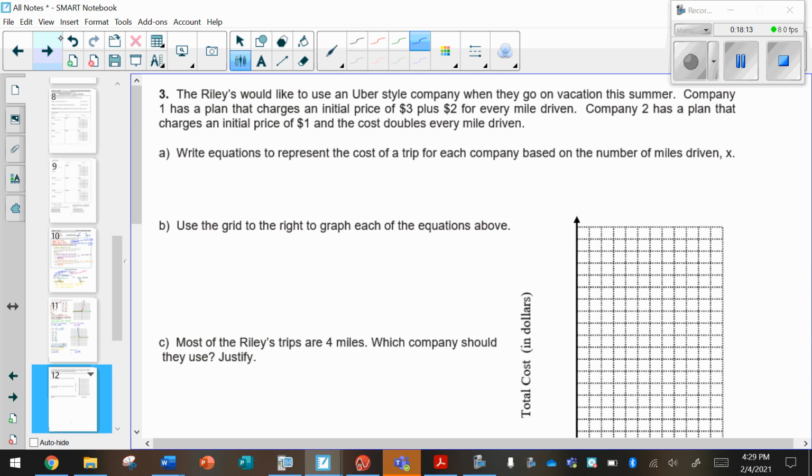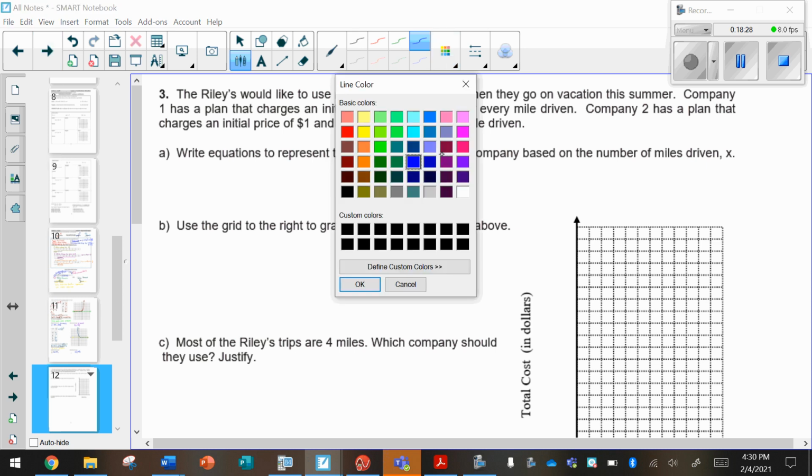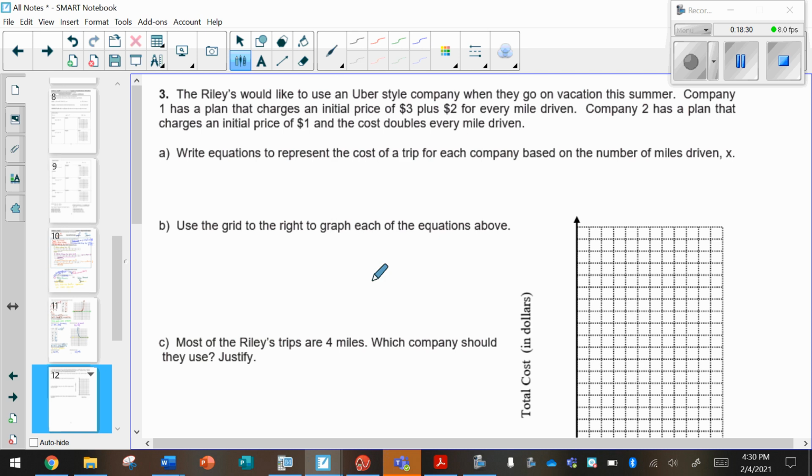Company 1 has a plan that charges an initial price of $3 plus $2 every mile. Company 2 has a plan that charges an initial price of $1 and the cost doubles every mile. We are going to generate two different equations, one for each company, and then we'll compare them using the graph and some plug-in values. So we have company 1.